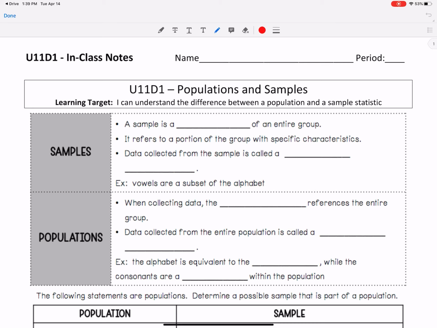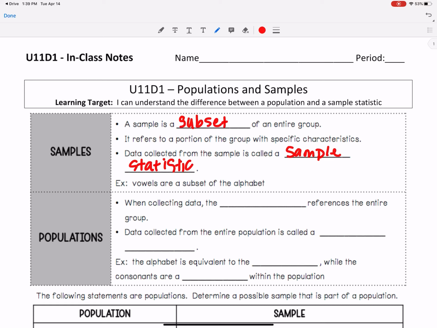First of all, a sample is a subset of an entire group. It refers to a portion of the group with specific characteristics. Data collected from the sample is called a sample statistic. So here's an example. Vowels are a subset of the alphabet. So when we're talking about samples and sample statistics, they are a subset of an entire group.